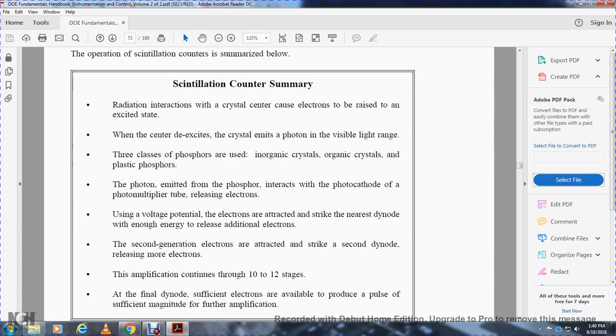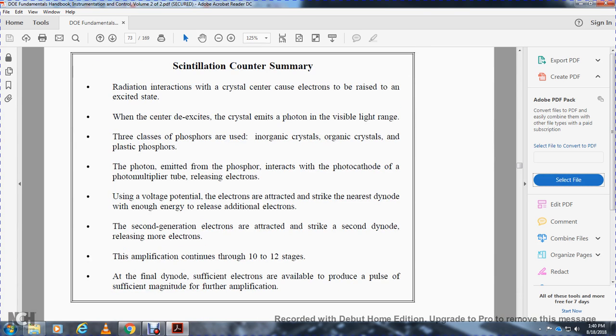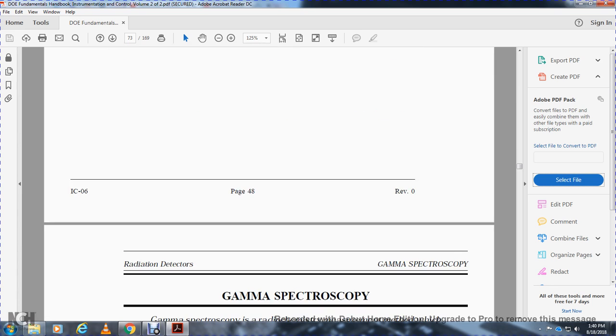The photons emitted from the phosphor interact with the photocathode of the photomultiplier tube, releasing electrons. With the applied voltage, the electrons are attracted to the positive potential electrode and strike the nearest dynode with enough energy to release additional electrons. The second generation electrons are attracted to and strike the second dynode, releasing more electrons. The amplification continues for 10 to 12 stages. At the final dynode, sufficient electrons are available to provide a pulse of sufficient magnitude for further amplification.